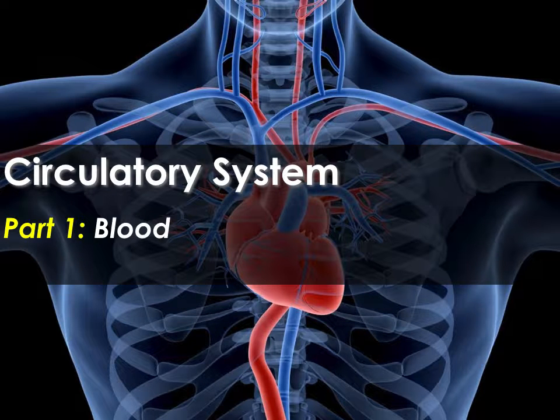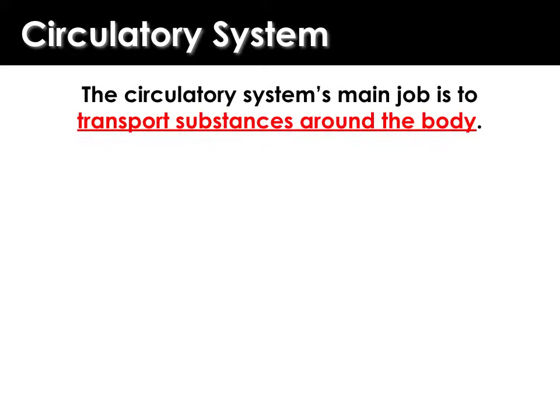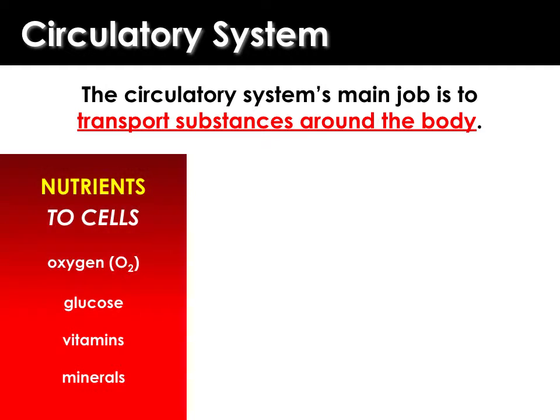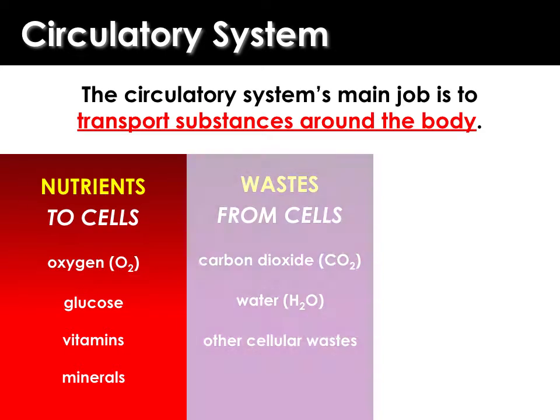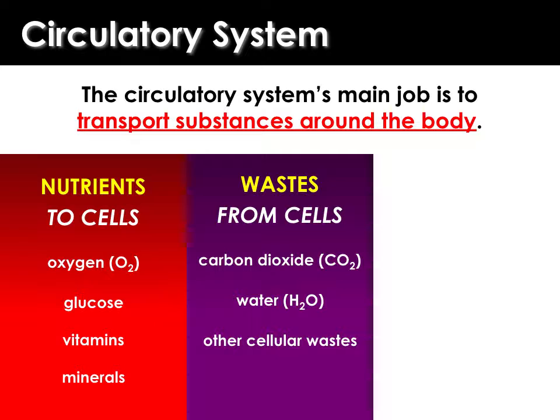This lecture is on the circulatory system, and we're going to start by talking about blood. The main function of the circulatory system is to transport substances around the body. It will transport nutrients to cells, and those nutrients include oxygen, glucose, vitamins, and minerals. It will remove waste from cells, and that waste includes carbon dioxide, water, and other cellular wastes.